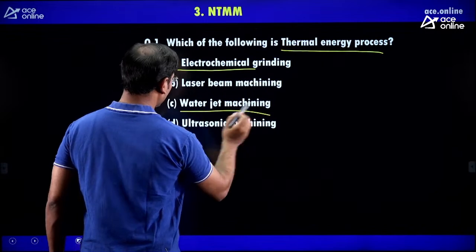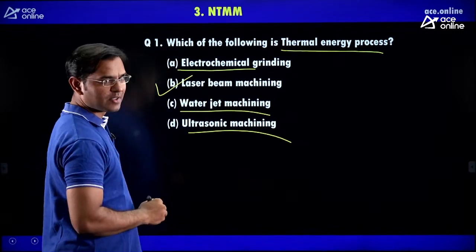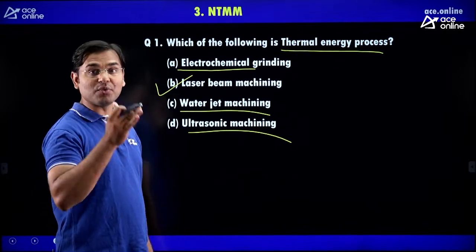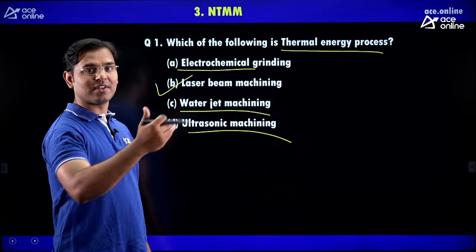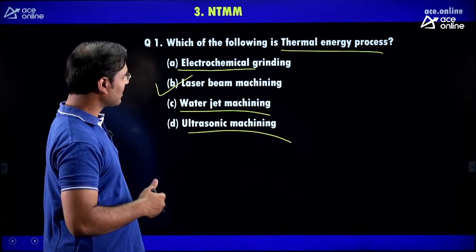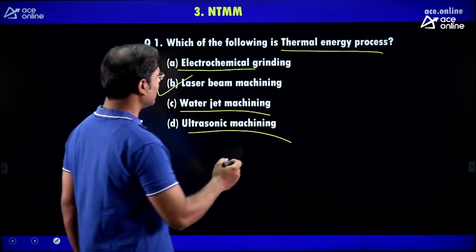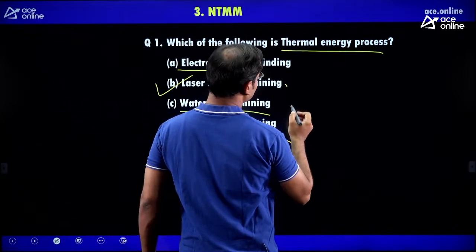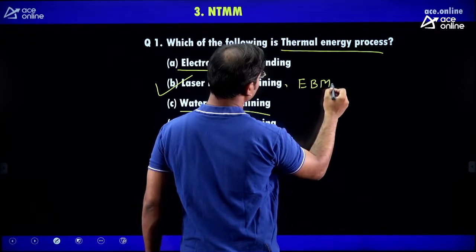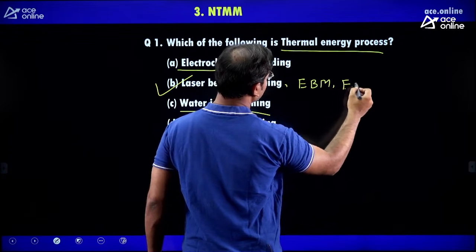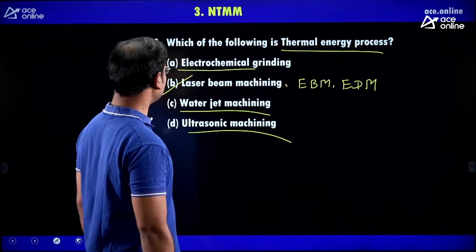It is not happening in water jet, it is not happening in ultrasonic, but in laser beam machining, the metal will convert into vapor. First the metal will convert into molten metal, then suddenly into vapor, and this is known as a thermal energy process. So laser beam machining is a thermal energy process. Also I can say that electron beam machining is a thermal process. Then the very famous method, electric discharge machining, is also a thermal energy process.